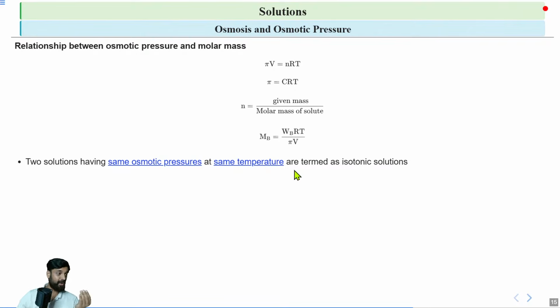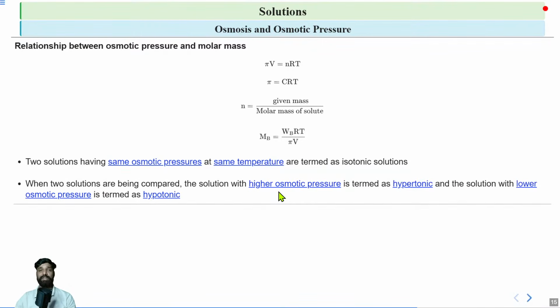Now, here are some important terms that you should remember. If two solutions have the same osmotic pressure, in that case you call them isotonic solutions. Iso means same. Then next, if you take two solutions and one of them has a higher osmotic pressure, you call it hypertonic, and the one with a lower osmotic pressure is known as hypotonic. So two things are there. First, two solutions of similar osmotic pressure are isotonic solutions. And if you take two solutions of different osmotic pressure, the higher one is hypertonic, and the lower one is hypotonic.